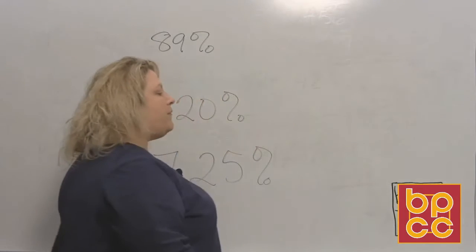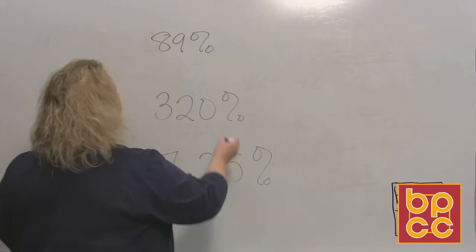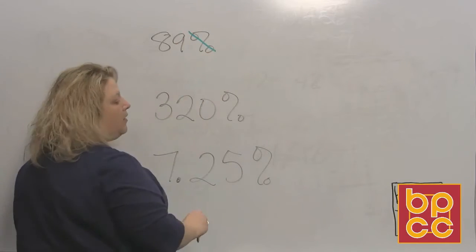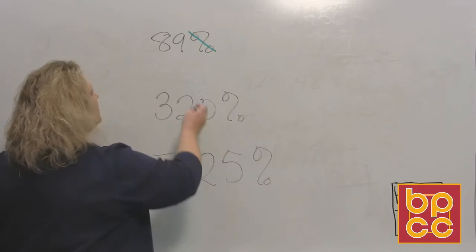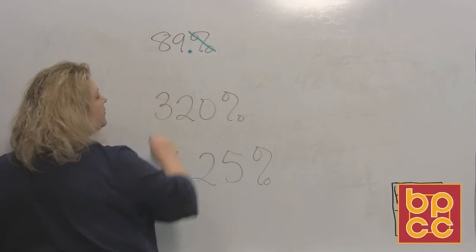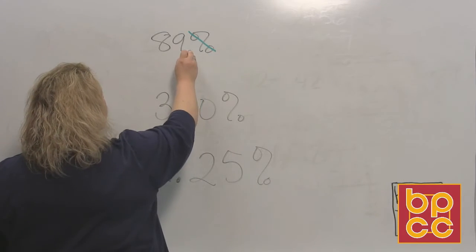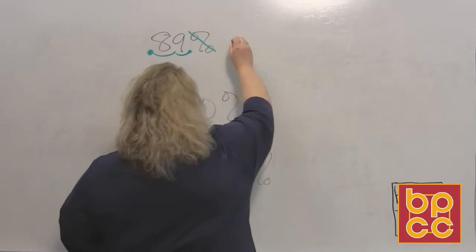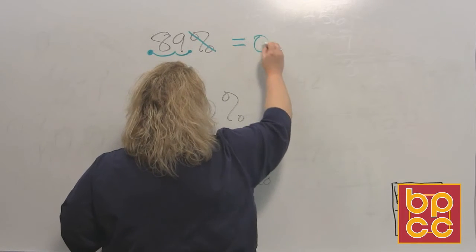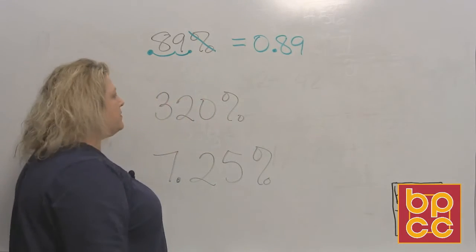So I'm going to look at my first one, 89%. To turn this percent into a decimal, step 1, drop the percent sign off. Step 2, 89 is a whole number, so we want to make sure 89 has an understood decimal at the end of it. So in order to turn that percent to a decimal, the decimal moves 2 places to the left. So 89% as a decimal is 0.89, which is 89 hundredths.